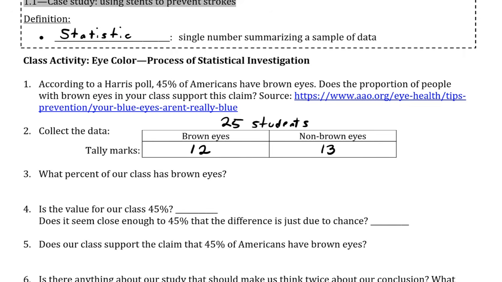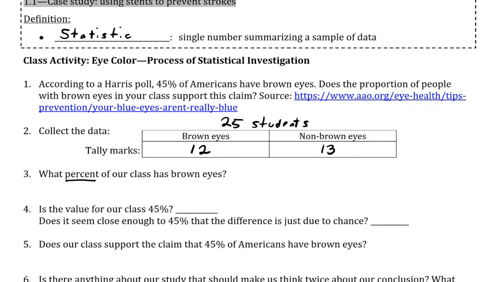Technically, the table above is one way of summarizing that data. However, we can also summarize with a statistic. Question 3 here says, what percent of our class has brown eyes? That percent that we have is going to be our statistic that helps describe the sample that we have of 25 students.